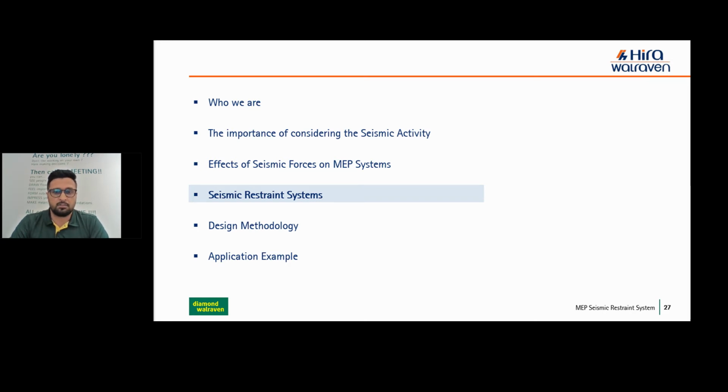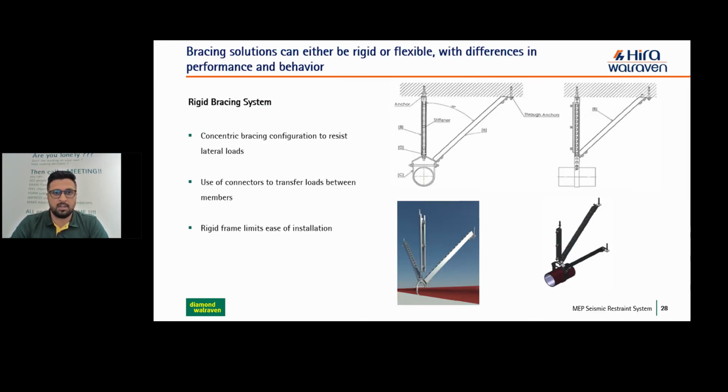Then when we talk about bracing, there are two types of bracing. One is the rigid bracing system, the other is the cable bracing system, which is coming in the next slide. The rigid bracing system has its own benefits and its own limitations. And then we have the flexible bracing system.